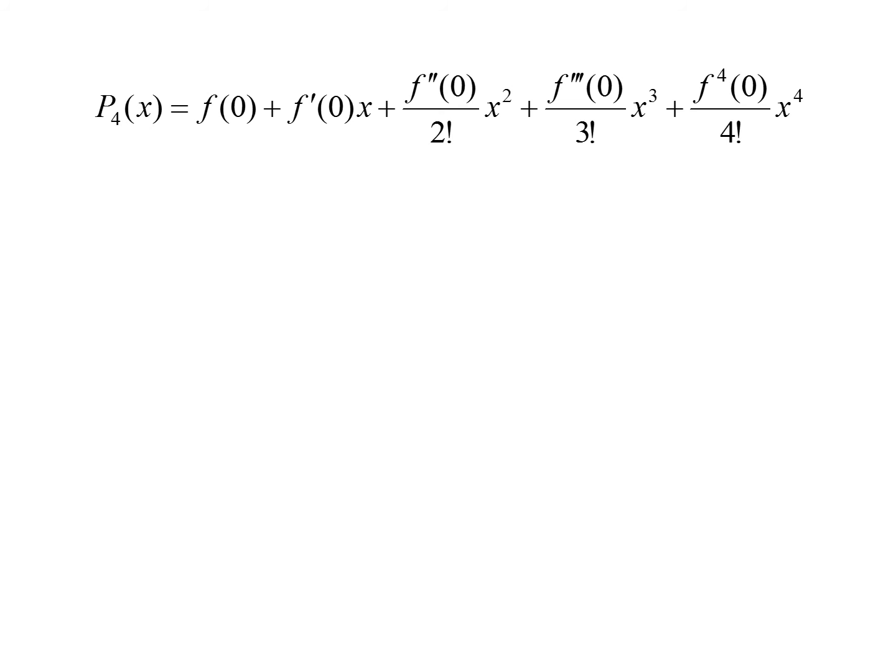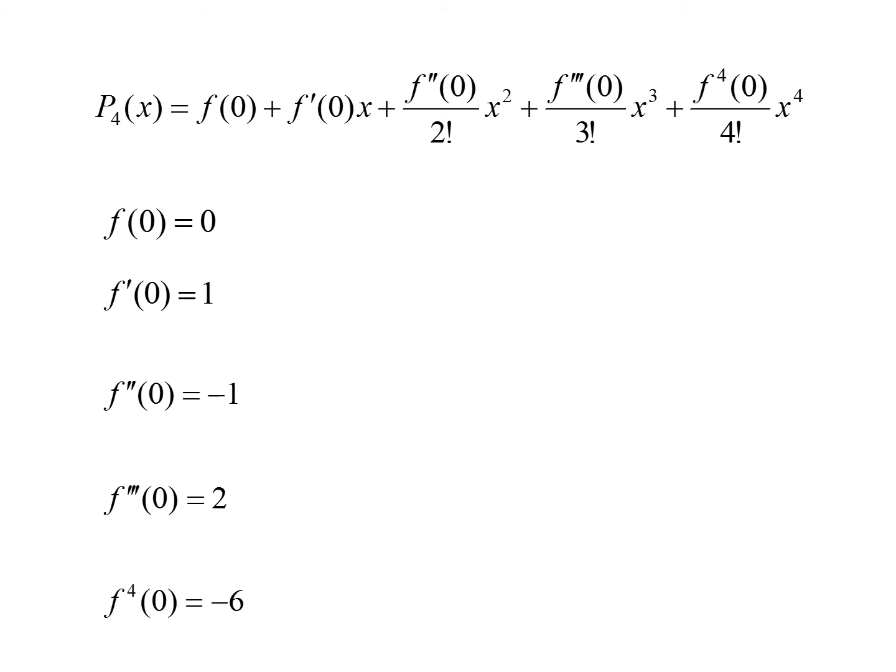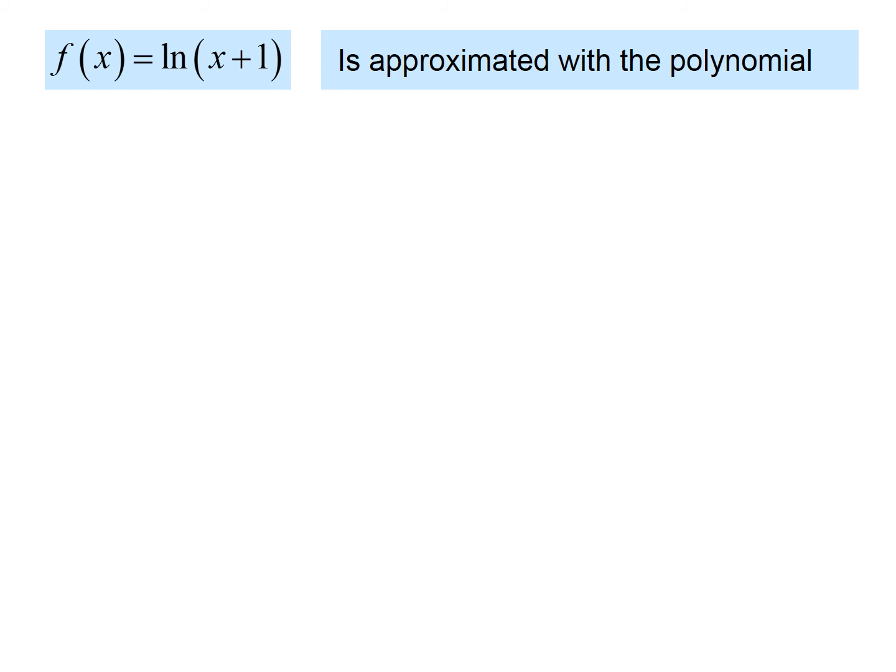So we're going to take the values that we just obtained and evaluate the formula that I gave you using those values. So I'm simply exchanging the values here. F of 0 becomes 0. F prime of 0 becomes 1, so we'll have 1x. And I'm just placing the values that we calculated into the formula. So this becomes a polynomial that can approximate the natural log of x plus 1.